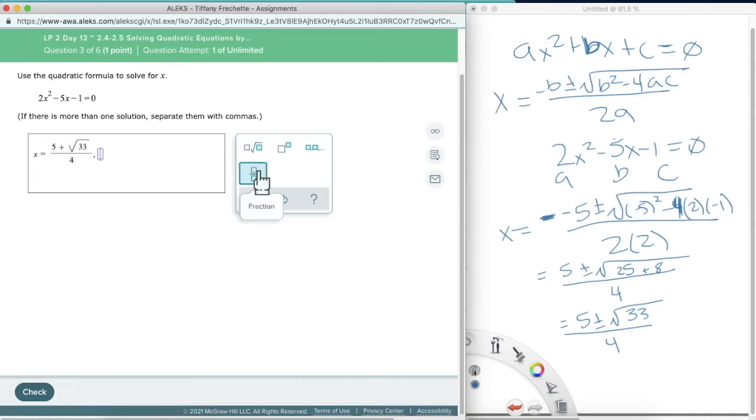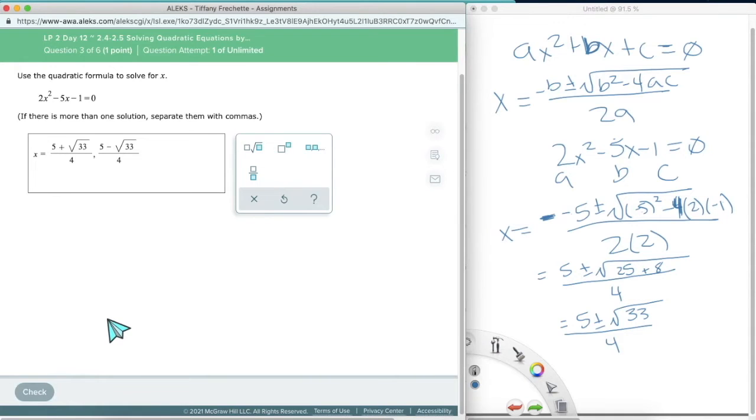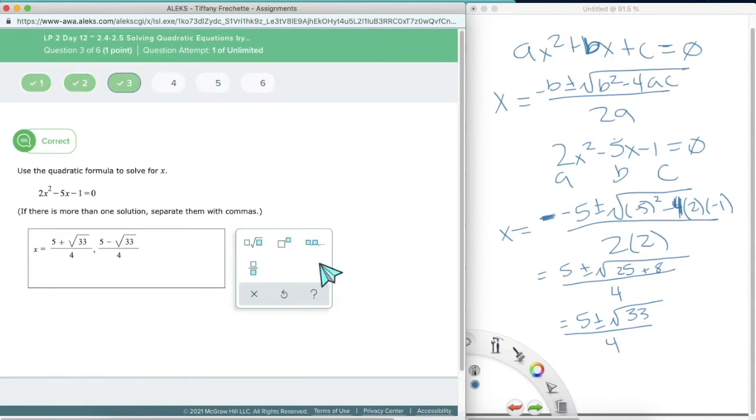It's going to be 5 minus the square root of 33. So I need to separate these out because there is no plus minus button here, right? So I have to type them both in this way. Plus minus, when we do it this way, is kind of a quick way to show that there's two answers. But a lot of the time you have to type it in separately on the program. Alrighty, so a couple more of these.